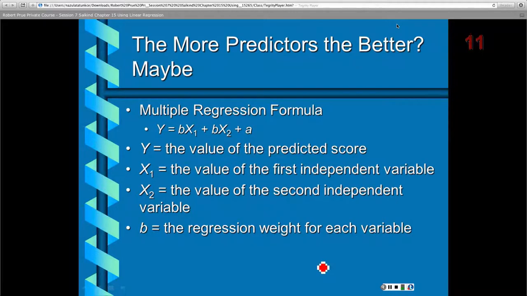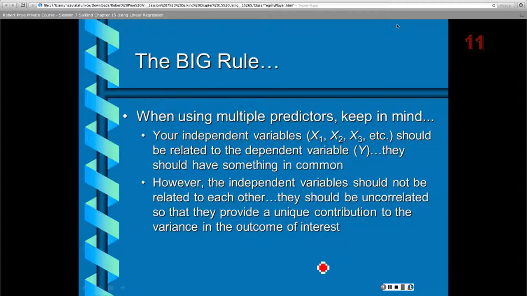We can do multiple regressions, we're not going to get into that. One of the rules of thumb of doing regressions is that you need to run your correlations first to make sure that your independent variables are related to your dependent variables and that they should have something in common. The independent variables should not be related to one another.